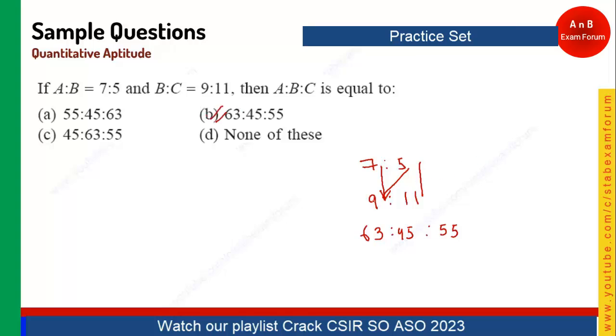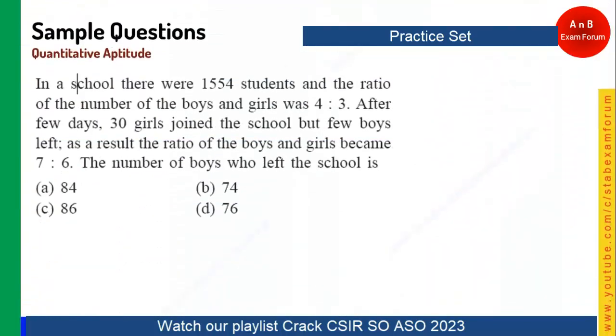And the other way is this: you make B common, so multiply this with 9 and multiply this with 5, and you will get the answer. Because you need to make B common for both these ratios, with that you can also get the same answer. So option B is the correct answer. A very simple one, but you should know the concept, that is for sure. Okay, let's see the next question.